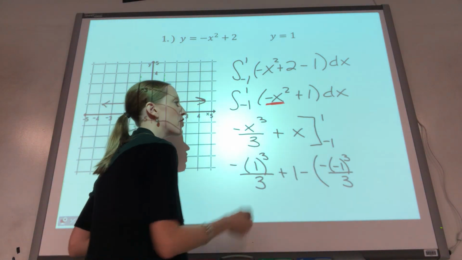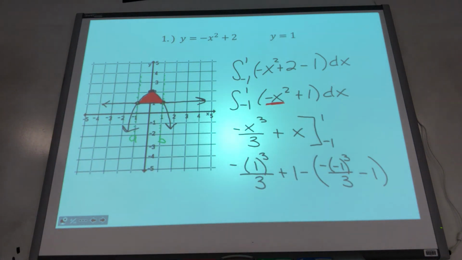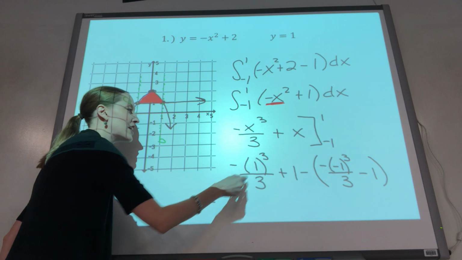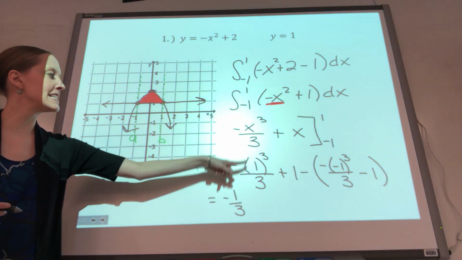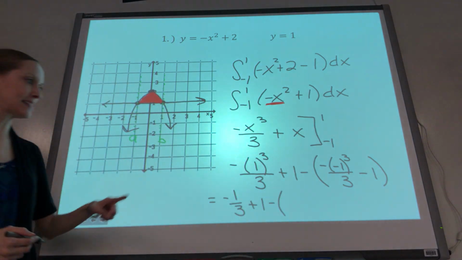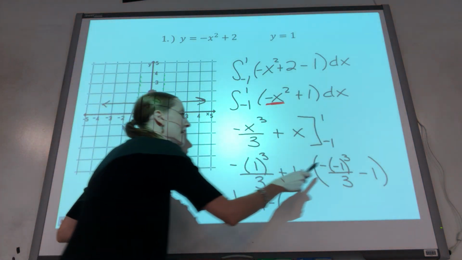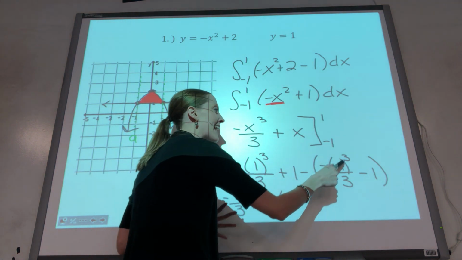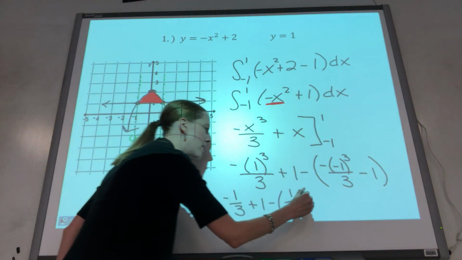All of that is over 3. I'm not going to put plus -1. I'm just going to go ahead and put -1. So simplifying this, 1 cubed is 1, but then I still have to make it negative. So this is -1/3 plus 1 minus, now I'm just going to do a little bit at a time here since there's so many negatives in the back. If I cube -1, what would I get? -1, but there's another negative right there. That turns it into a +1/3.